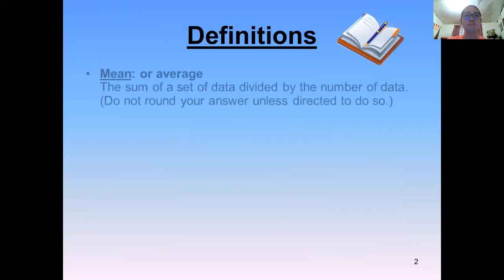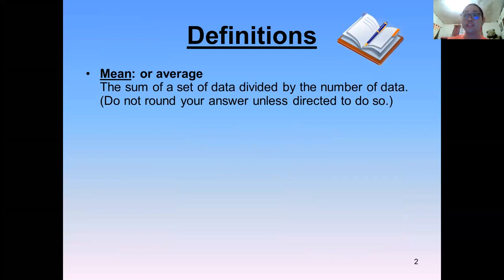So as a definition, things that we need to remember in the measures of central tendency: when we say the mean, we call it the average. It is the sum of a set of data divided by the number of data. Do not round your answer unless directed to do so. So take down note of that. But we made it standard about our answer here so that we have a basis. As much as possible, use two decimal places in your answer for the mean. So please do not forget about that.